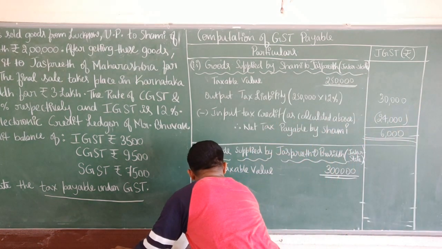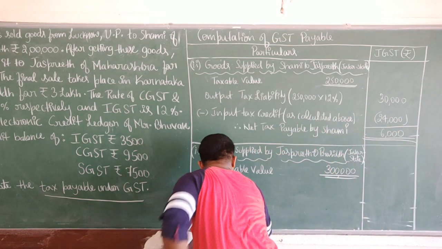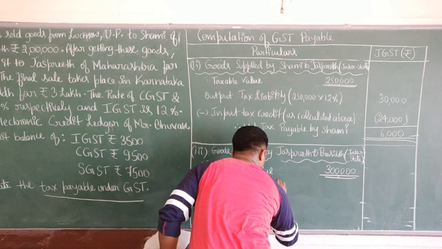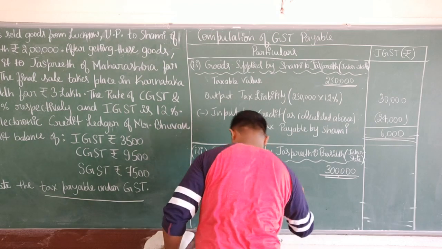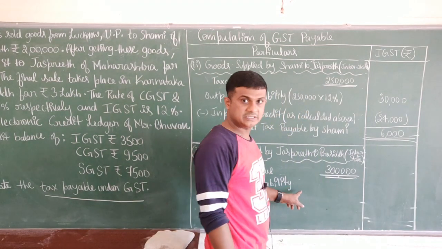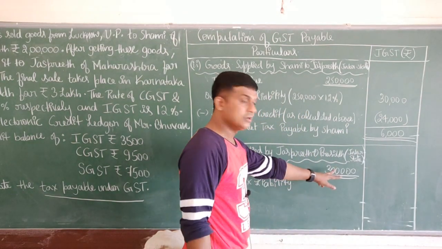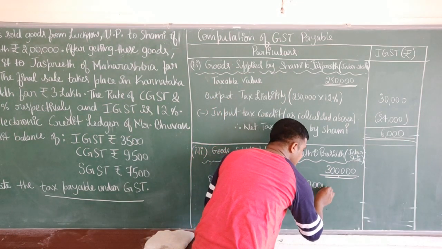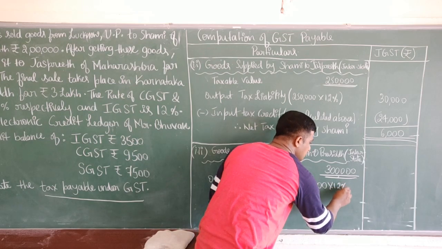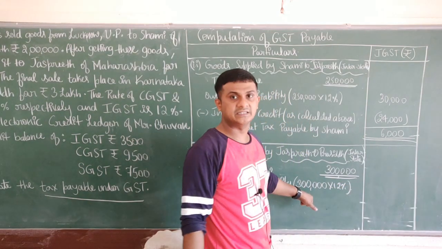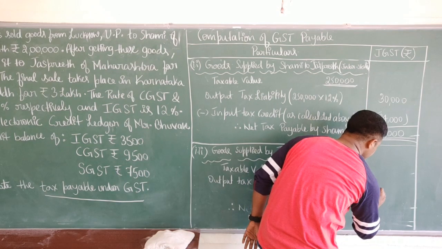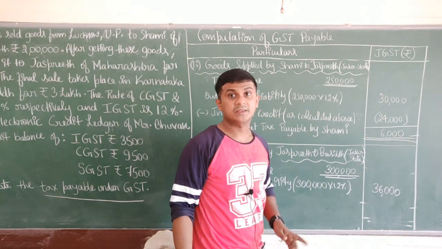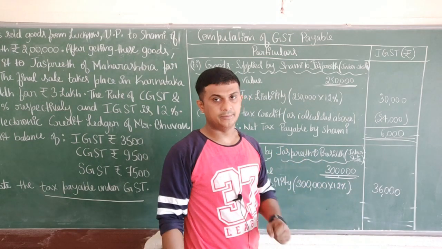So output tax liability. Let us write that the output tax liability is on 3 lakh at 12%. So if you calculate 12 into 3 is 36, which means it is 36,000. Okay, so 36,000 will be Jaspreet's output tax liability.